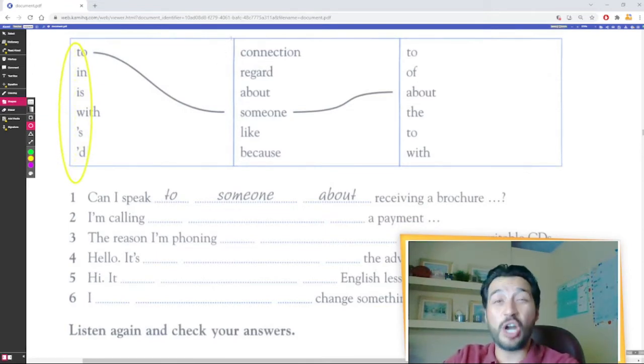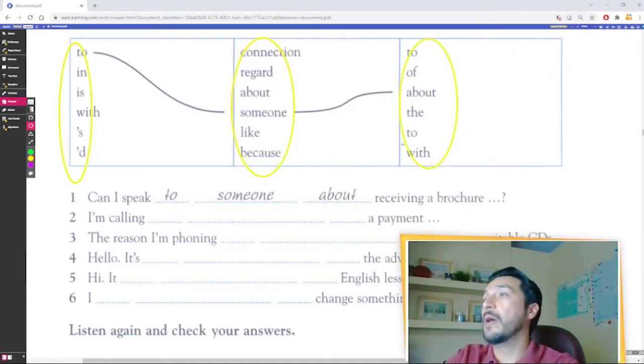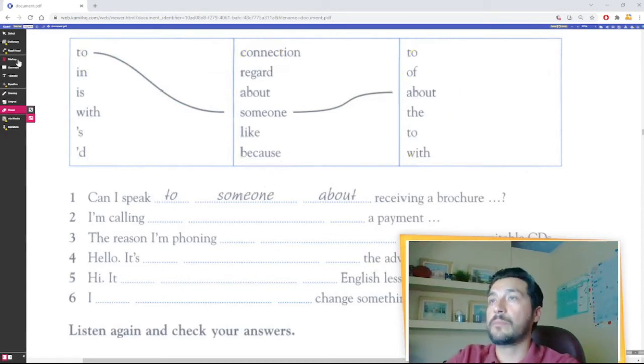Second part of the table: connection, regard, about, someone, like, because. And the third column: to, of, about, the, to, with. So our job is to make a complete phrase, for example, to someone about.